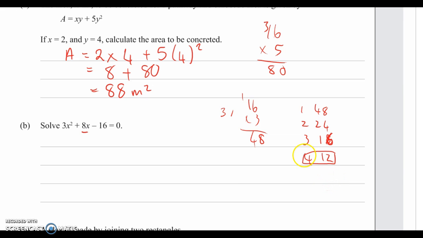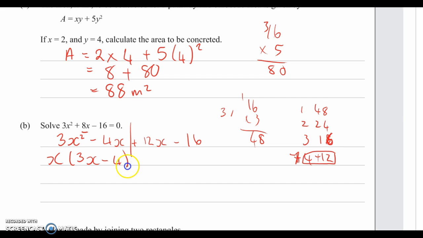How would I get positive 8? I'd need to subtract the 4 and add the 12. So I could rewrite this as 3x squared minus 4x plus 12x minus 16. Now, what I need to do is factorize. I'm going to factorize the first half. So of those two, I can see that there's a common x, and I'd have 3x minus 4.